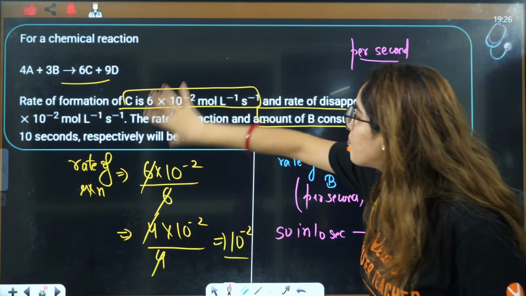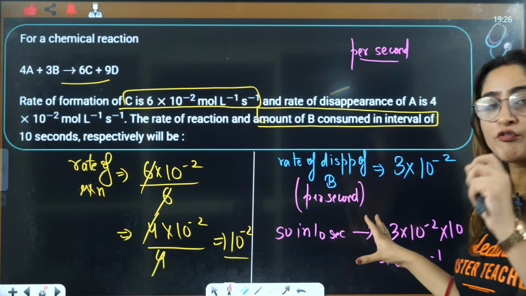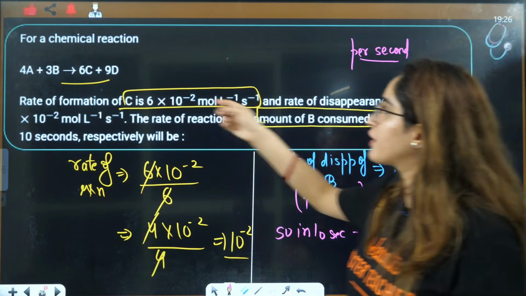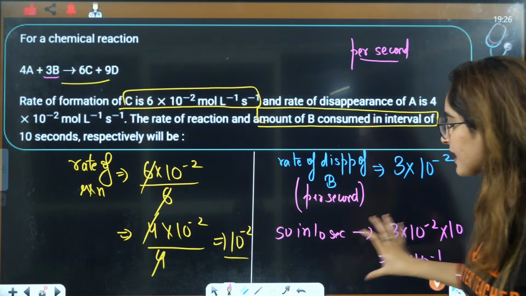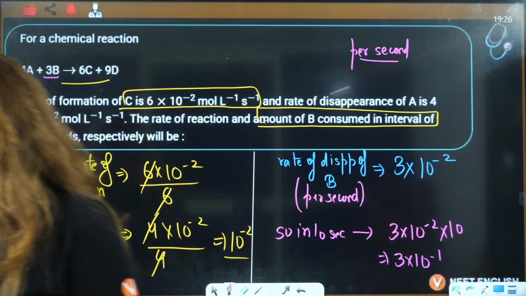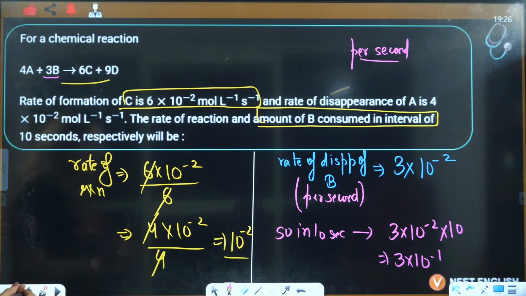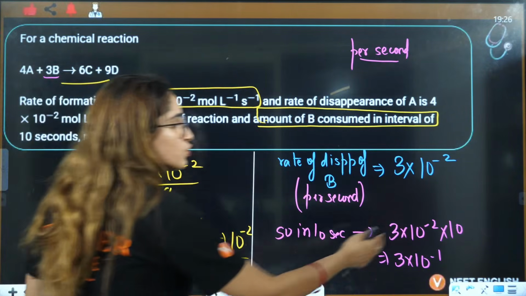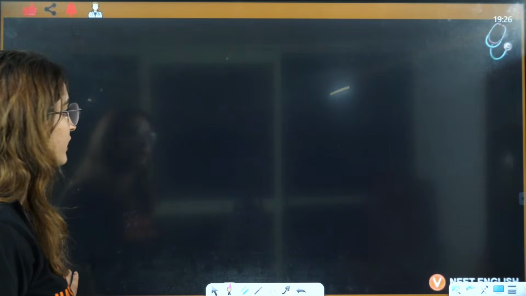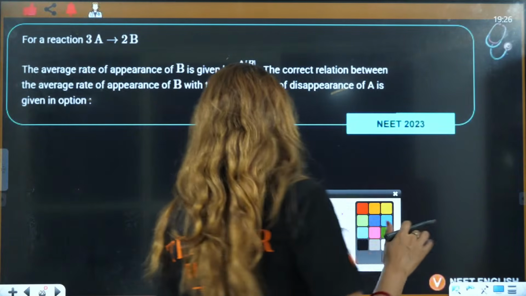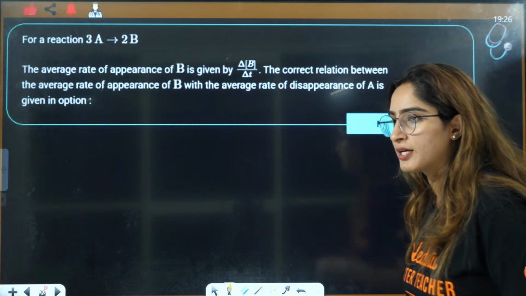Appearance is coefficient multiplied by the rate of reaction. Coefficient is 3, right? 3 multiplied by rate of reaction, for 10 seconds, multiplied with 10 seconds, right? Simple. Okay. In 10 seconds, it will be 3 into 10 raised to minus 1. Minus 2 and plus 1, this is going to be minus 1. Right, that I told you, simple mathematics used in chemistry, right?